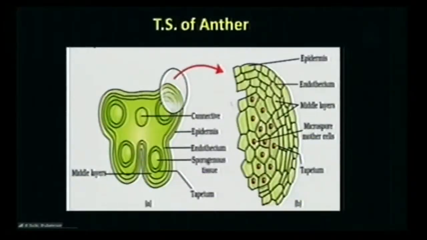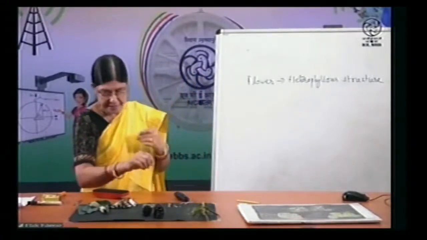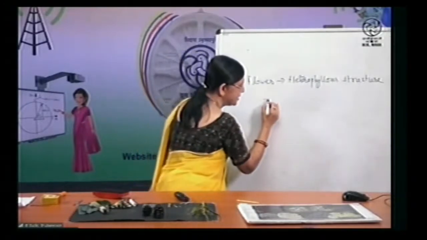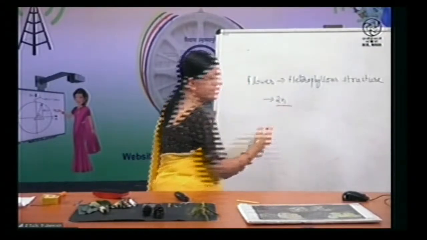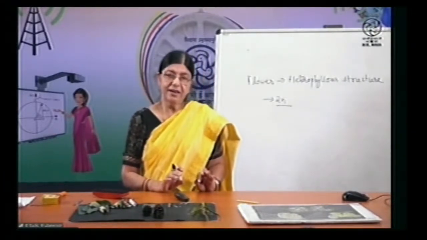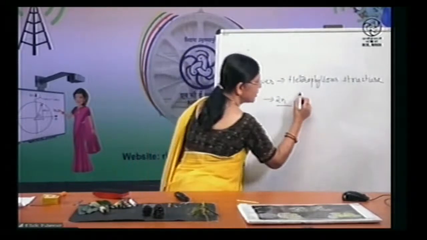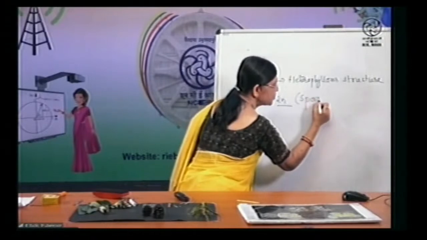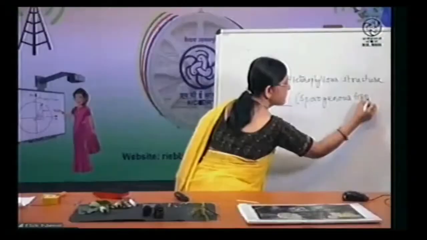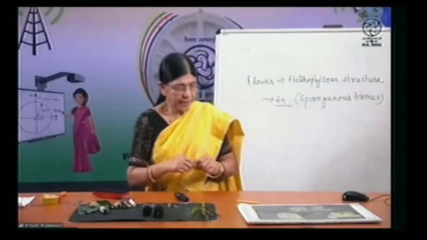Till now we have discussed epidermis, endothecium, middle layers, tapetum layer, and microsporogenous tissues. And please remember, all of them have a double set of chromosomes, that is, they're diploid in number. And diploid tissues in plants are also called sporogenous tissues.